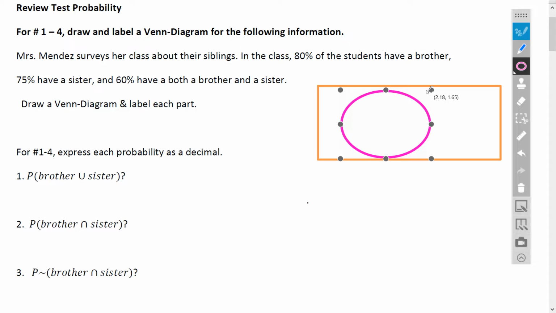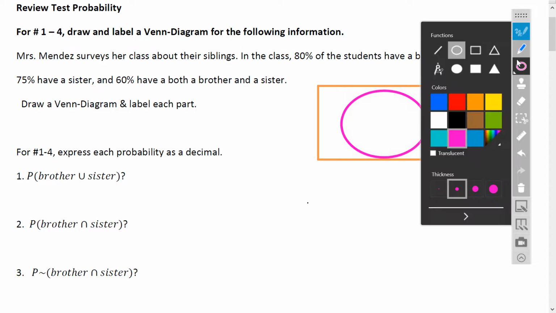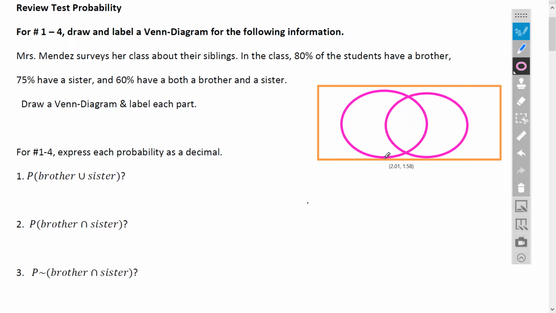Need these circles to be a little bit bigger, I think. Okay. All right, so what we know: surveys are class about their siblings. 80% students have a brother. We'll call this one brother, call this one sister. 75% have a sister. 60% have both a brother and sister.